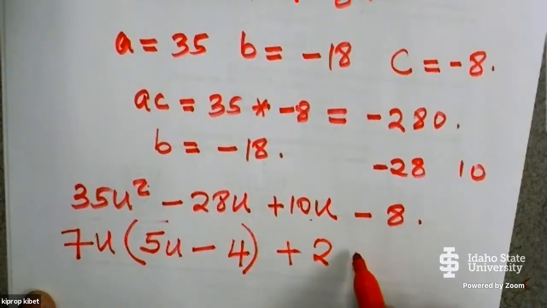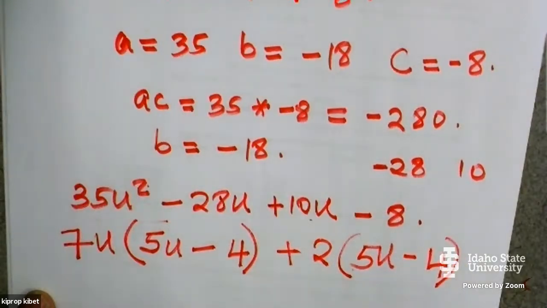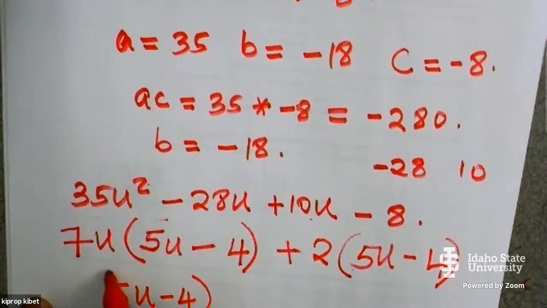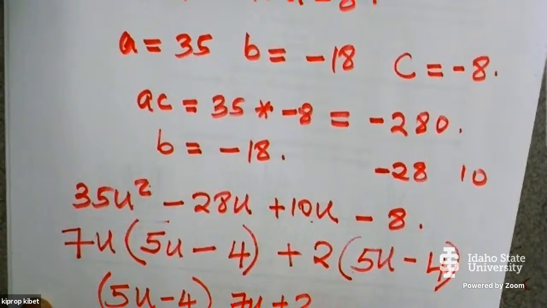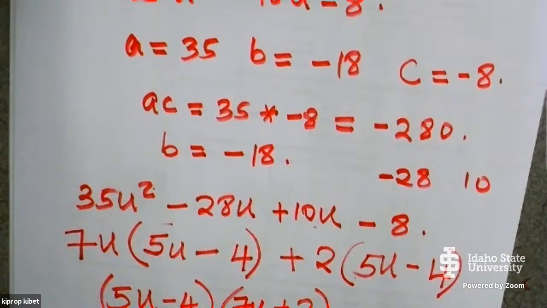2. Then 5u minus 4. So our greatest common factor again there is 5u minus 4. So what remains is 7u plus 2.